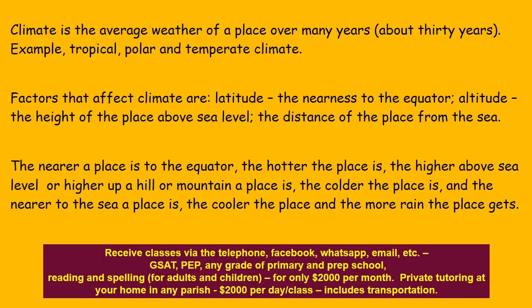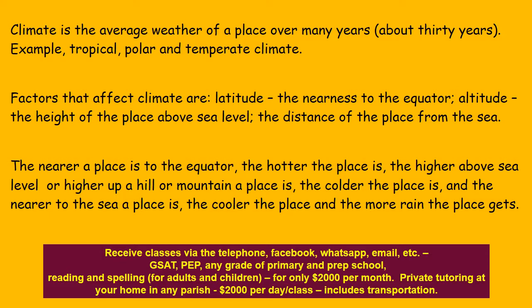Okay, so that just about explains everything that's on the screen. Let's read it once again. Climate is the average weather of a place over many years, about 30 years. Examples: tropical, polar, and temperate climate. Factors that affect climate are latitude, that is the nearness to the equator; altitude, that is the height of a place above sea level; and the distance of the place from the sea.